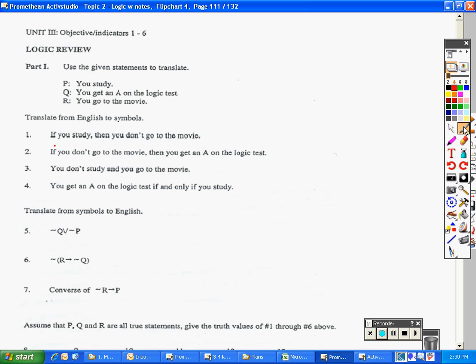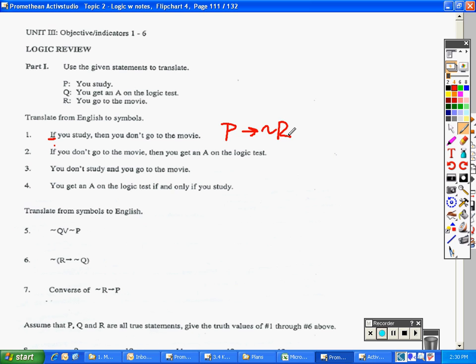So if you study, that is letter P, and the if implies that we're going to use a conditional statement, which means we need an arrow. So P, arrow, you don't go to the movie. R says you do go to the movie, so this is the opposite of what R is saying.